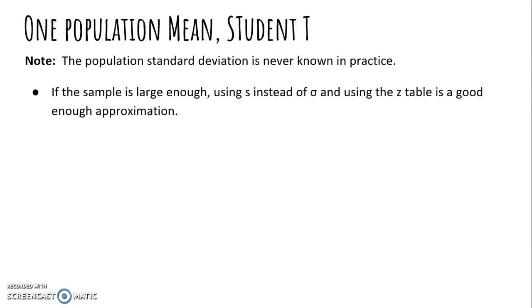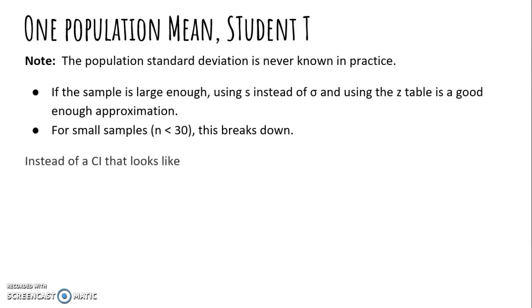If the sample is large enough, we can use S instead of sigma. So what does that mean? It means we can use the sample standard deviation rather than the population standard deviation if the sample size is large enough. But when we have smaller samples, such as samples smaller than 30, this breaks down.